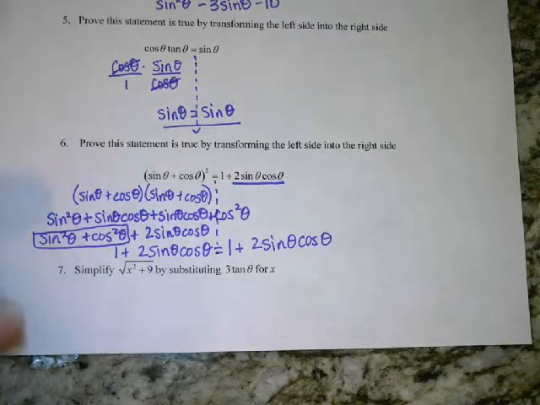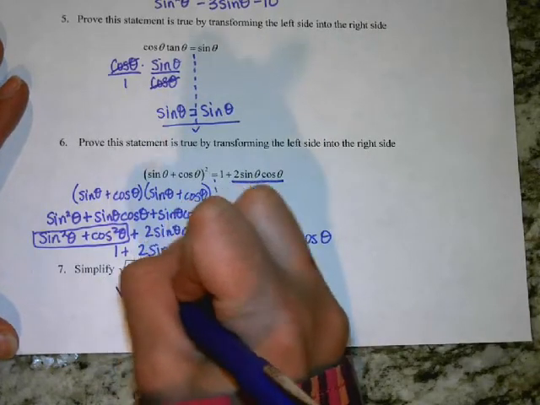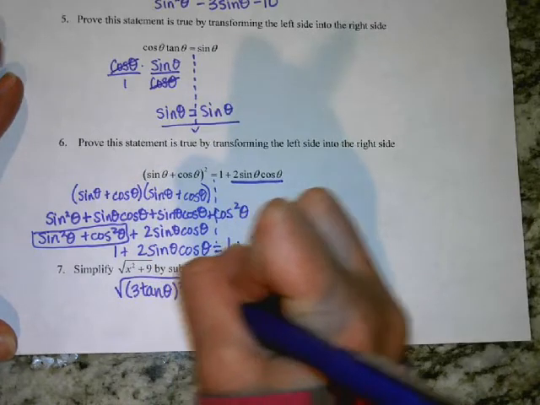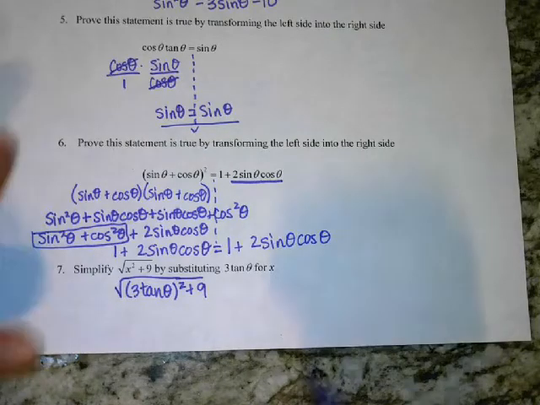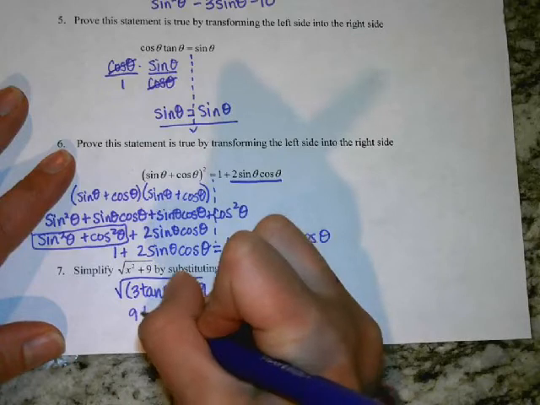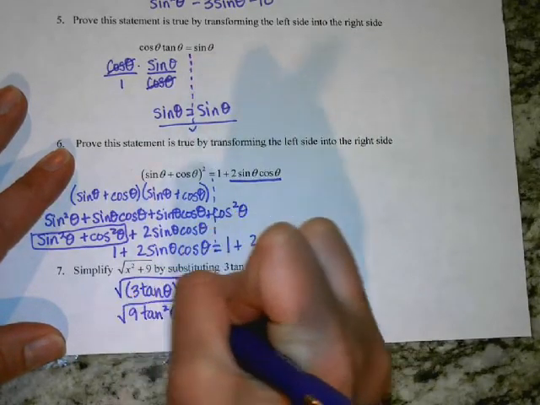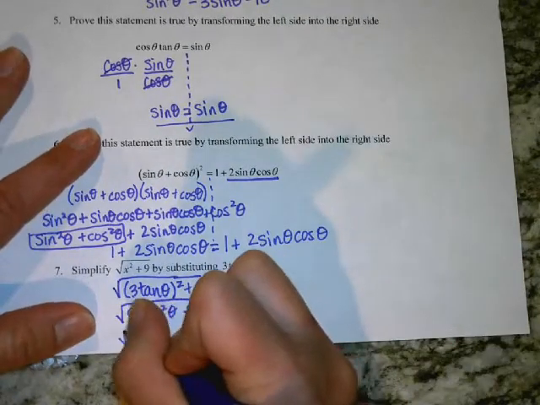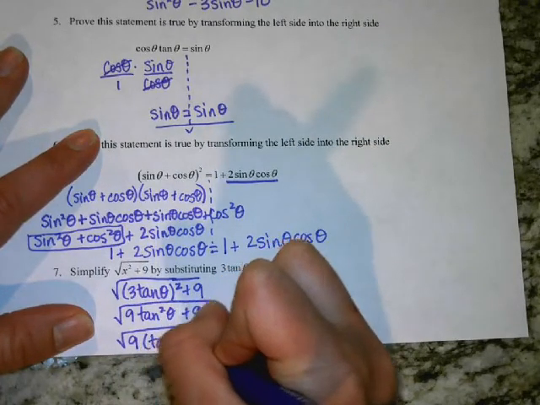Okay, so I'm going to substitute 3 tangent of theta in for x. Okay, I have the square root of 3 tangent theta squared plus 9. Okie dokie. Well, let's just square that. 9 tangent squared theta plus 9. Again, I still can't take the square root, but if you notice, what do they have in common? A 9. I'm going to factor it out. 9 times tangent squared theta plus 1.